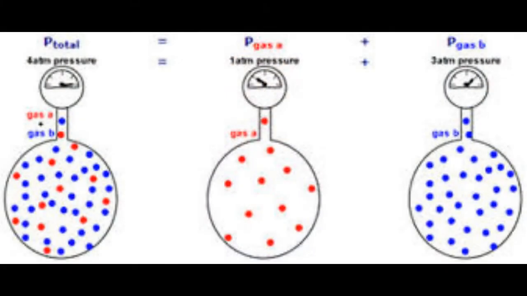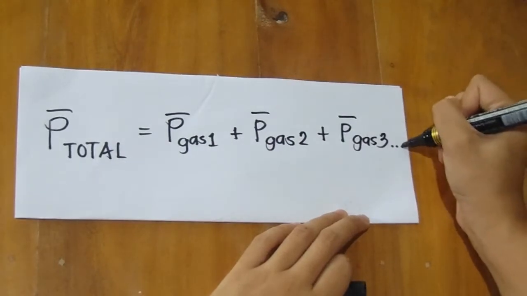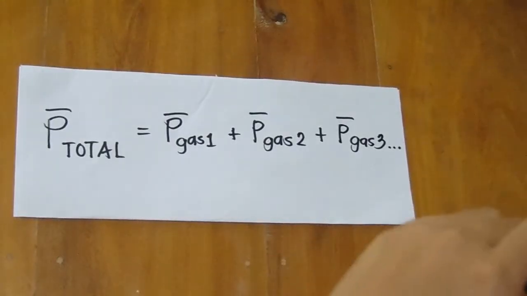It states that the total pressure of a mixture of gases is equal to the sum of the partial pressures of the component gases. And this is the general formula to be used.